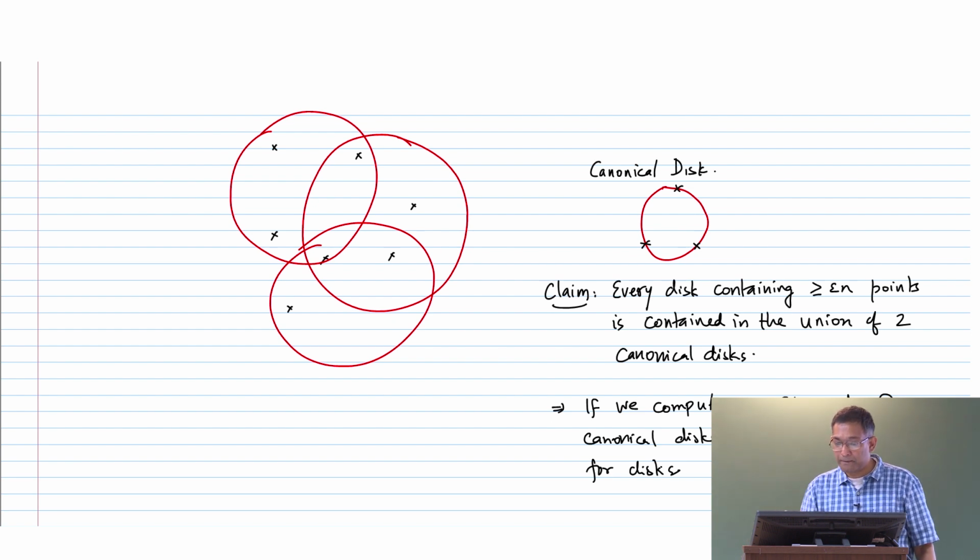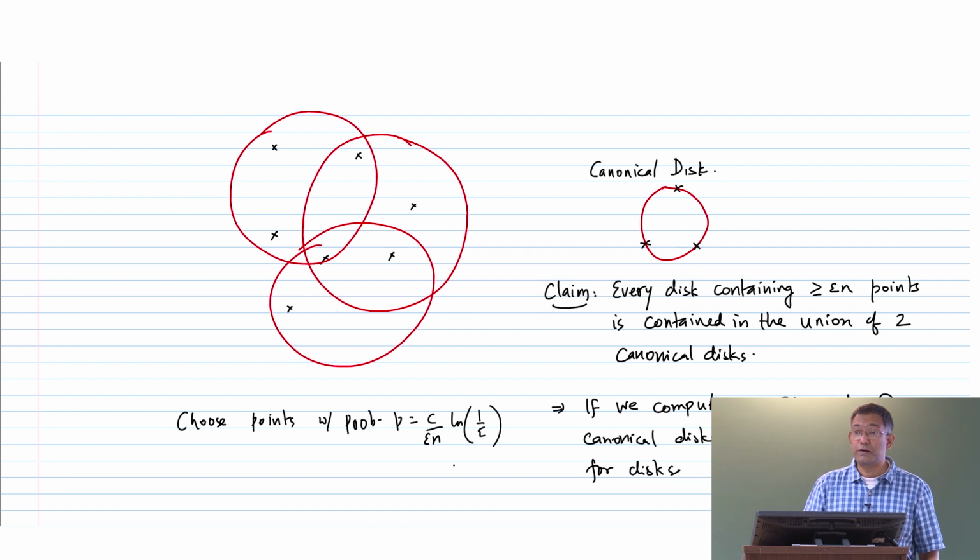Okay. And now the idea is the same. Choose points with probability p equal to c over epsilon n log 1 over epsilon, and this is an epsilon net.